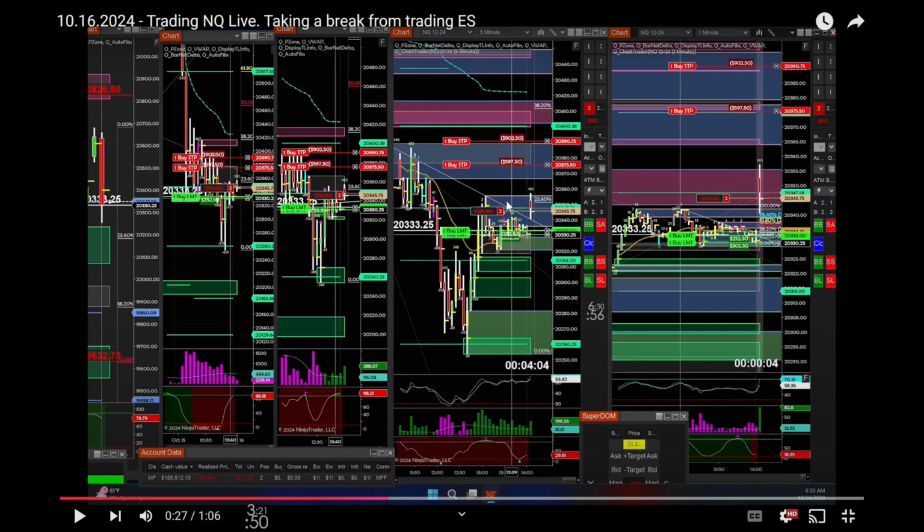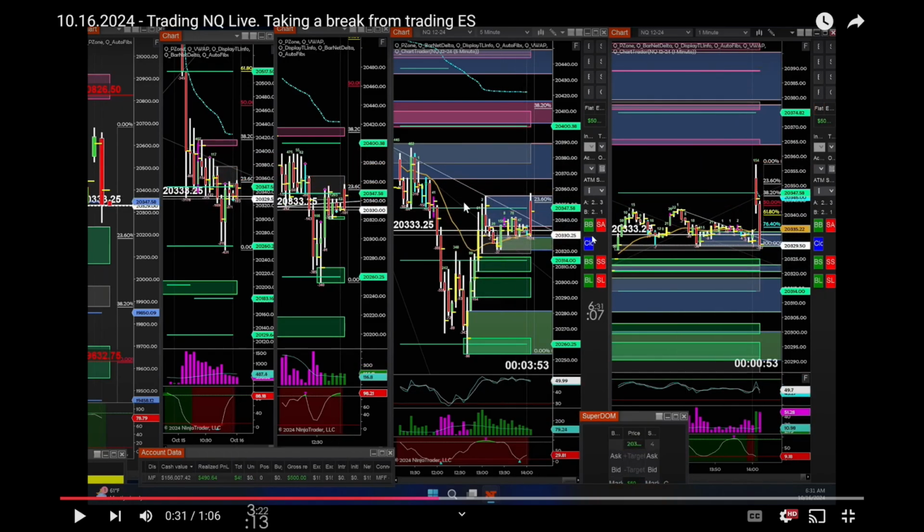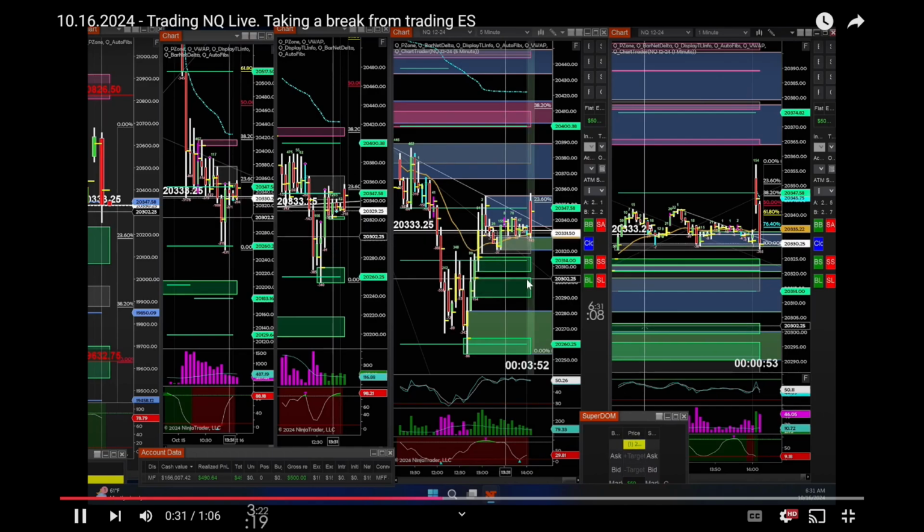Okay, so I see a rejection. It came up, and I didn't see a lot of pressure going up here. I decided to take another position. So now I have two contracts short, targeting the gap, the close of yesterday's RTH session. There you go, it went and filled that up. So that was the first trade.